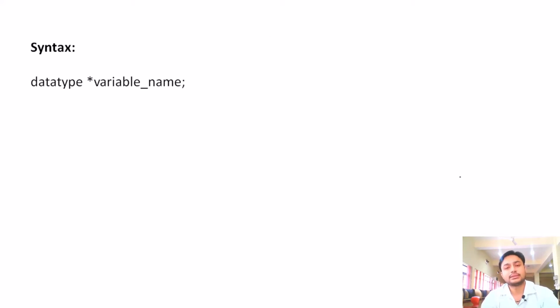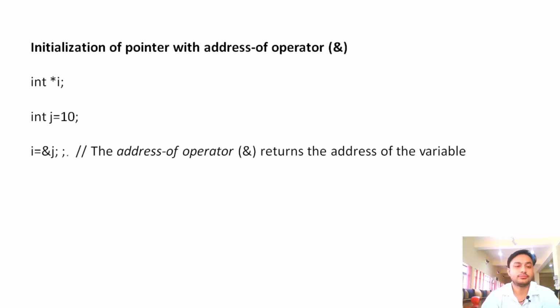Now, let us discuss the syntax for the pointer. In order to declare the pointer, you have to use the data type, then this asterisk sign, and then the variable name. For example, this is the data type int, this is the asterisk sign, and then I. So this is a pointer, and then a semicolon.